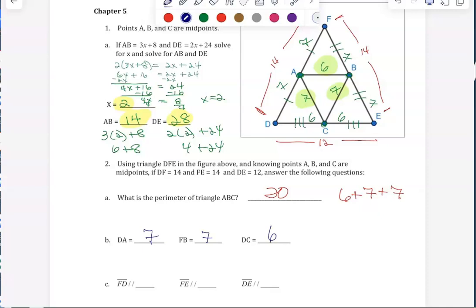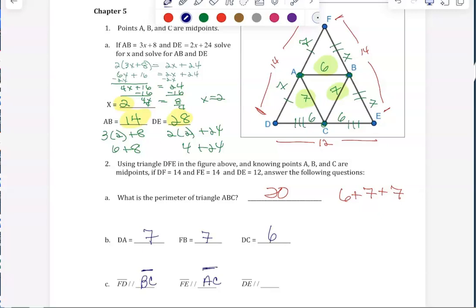Okay, now they're asking you about things that are parallel. So line segment FD is parallel to line segment BC. So put that segment size. You're not talking about the length now. You're talking about the segments. And then FE is parallel to AC.